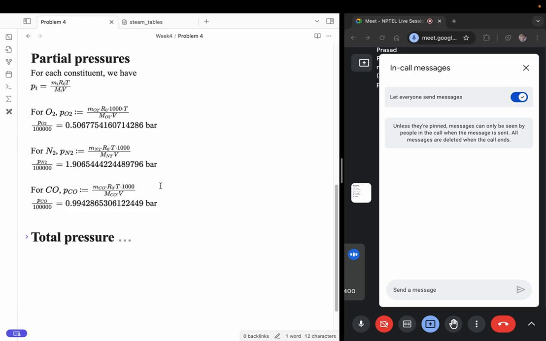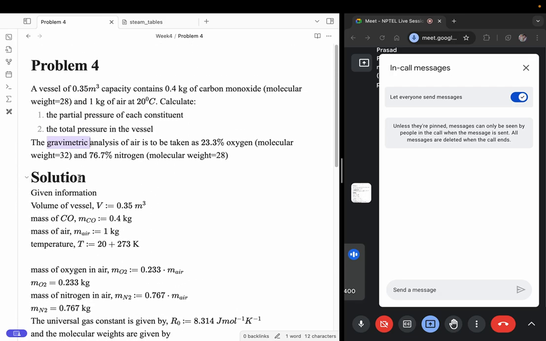So from this we calculated the partial pressures. Now total pressure, from Dalton's law, is the summation of all these pressures. If I just add up all of this, I get a pressure of around 3.4 bar. It's a straightforward problem. Now there could be other variants to the problem where they might be asking you, instead of gravimetric analysis, based on a volumetric analysis where these ratios are given, or some other variation. Maybe we will take up a problem on that as well. But that is one variation that you could expect.